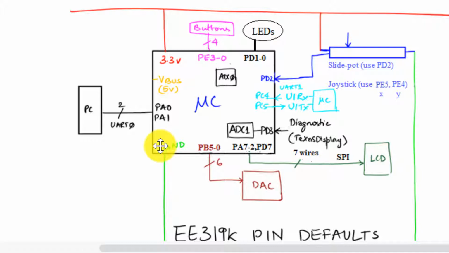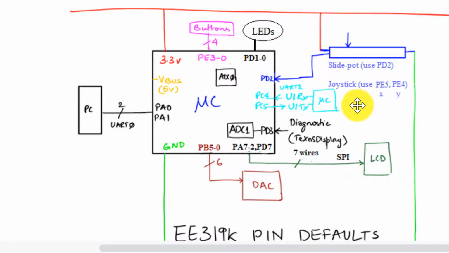In this way, if all the students in the PCB design class use these same pinouts, then we can create groups and share each other's designs and help each other out. So we're going to use PA0 and 1 for the UART connection, PE3, 2, 1, and 0 for any buttons, PD1 and 0 for LEDs. We'll connect the slide pot from Lab 8 to PD2.